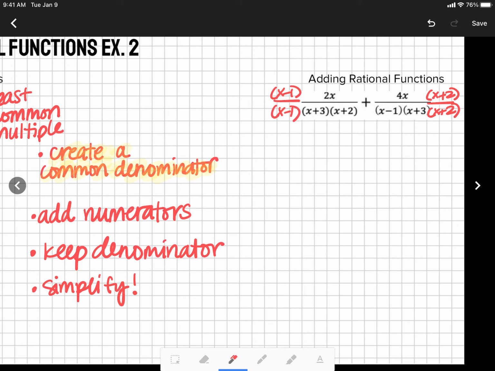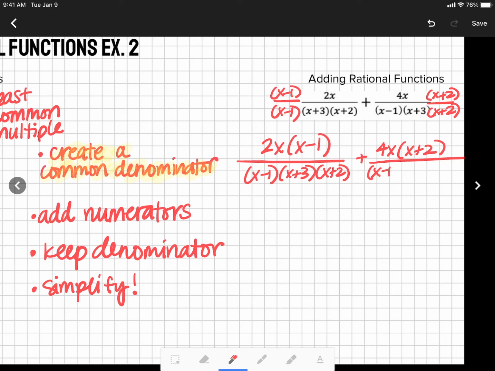And now they have all three terms. So I didn't multiply the entire denominator. I just found that one factor that was missing and multiplied the opposite fraction by that missing term. So our new fraction is 2x times x minus 1 all over our common denominator of x minus 1, x plus 3, x plus 2, plus our new numerator, 4x, x plus 2, over that same common denominator, x minus 1, x plus 3, x plus 2.